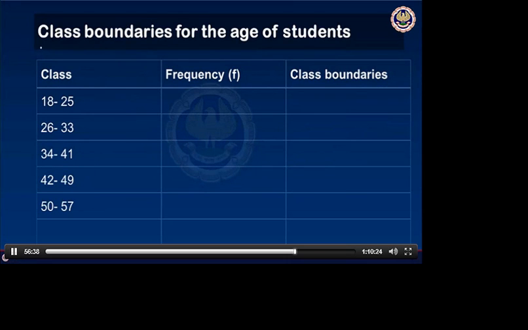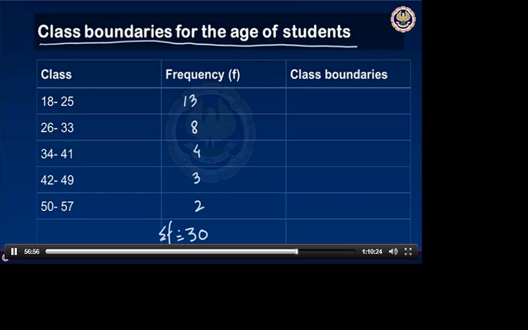So now, because we are making a frequency histogram, we must find the class boundaries. So we know the frequencies are 13, 8, 4, 3, and 2. And the overall total frequency is 30. So let's find the class boundaries. We'll use our knowledge of earlier questions where we found the class boundary.